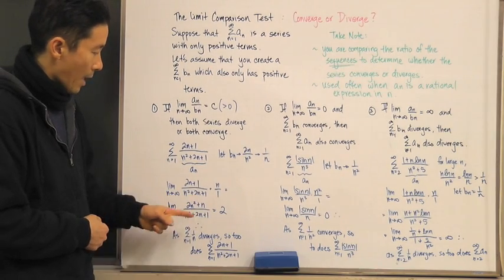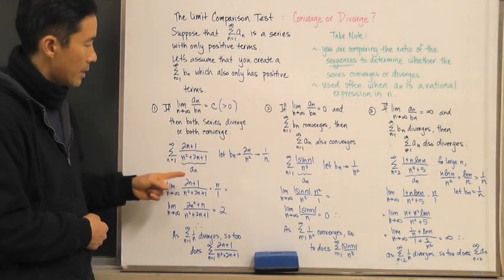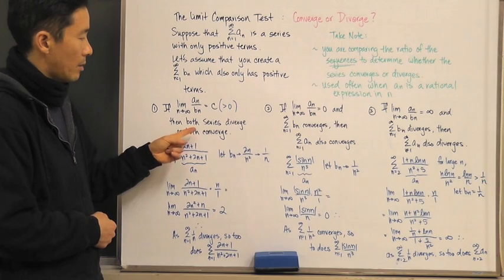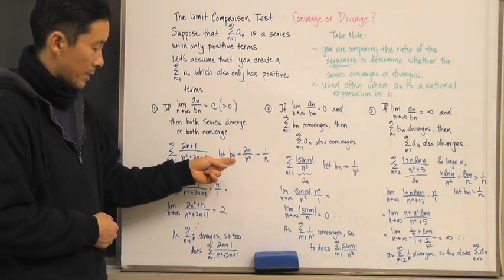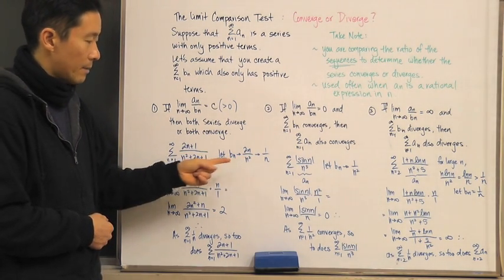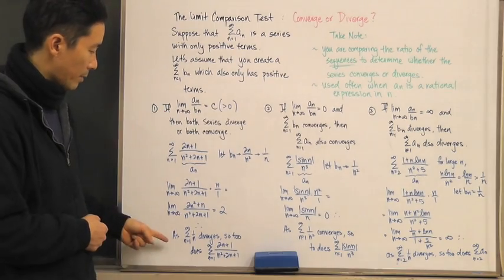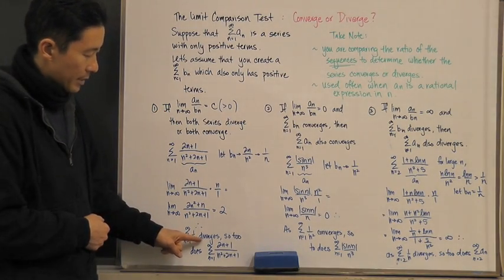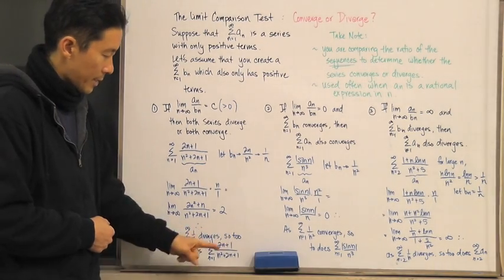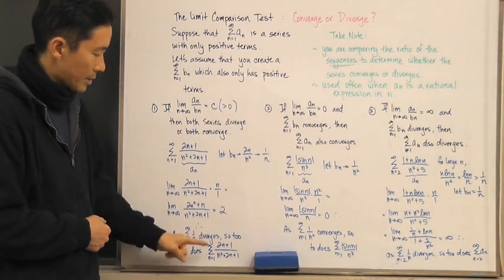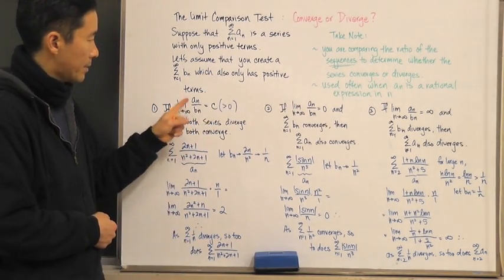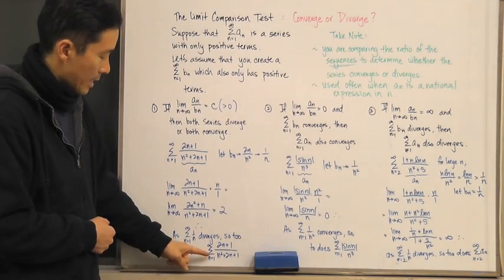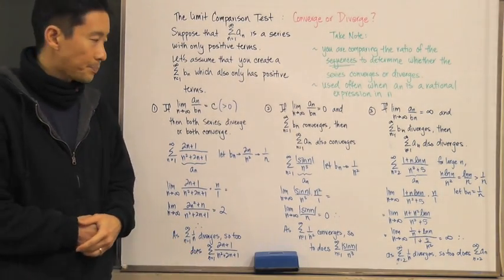And being that this is equal to 2, I now need to determine what happened to the infinite series b sub n as we went from 1 to infinity. Now, we know that that particular series diverges. So then, since we have this result, we know that this particular series is also going to diverge.